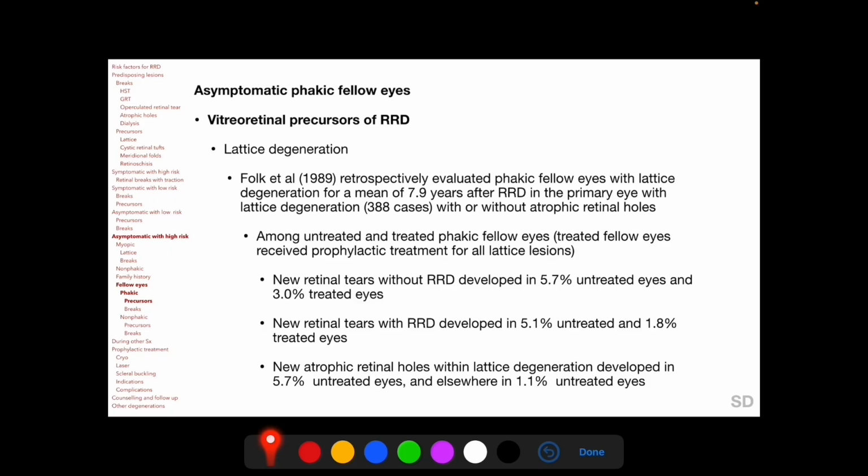In another landmark study, Folk et al. evaluated phakic fellow eyes with lattice degeneration for a mean of 8 years after RRD in the primary eye and found that new retinal tears without RRD developed in only 5.7% of untreated phakic fellow eyes and in 3% of treated phakic fellow eyes, and new retinal tears with RRD developed in only 5.1% of untreated phakic fellow eyes and 1.8% of treated phakic fellow eyes.